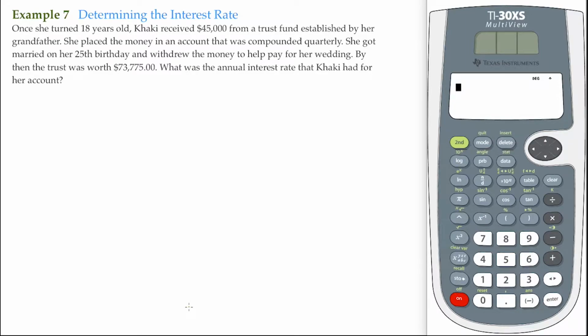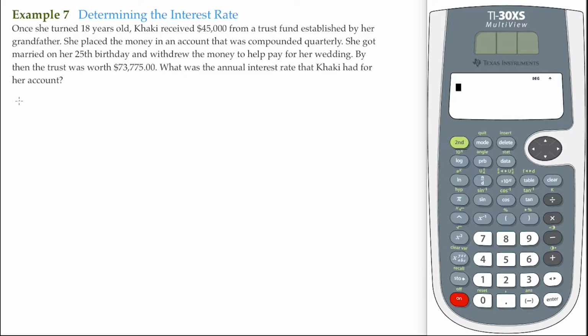So here it says, once she turned 18 years old, Kaki received $45,000 from a trust fund established by her grandfather. She placed the money in an account that was compounded quarterly. She got married on her 25th birthday and withdrew the money to help pay for her wedding. By then, the trust was worth $73,775. What was the annual interest rate that Kaki had for her account?